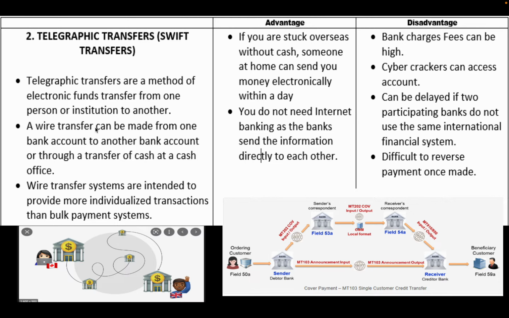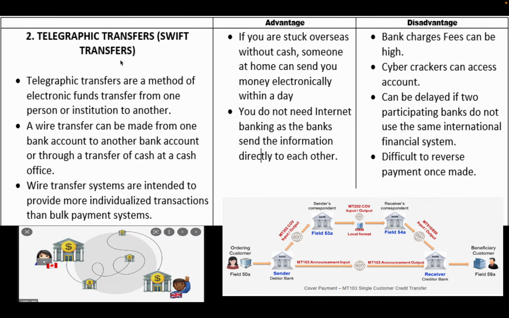So the wire transfer can be made from one bank to another bank through a transfer of cash at the office. Your office sends to that bank over there, then the person goes and collects it from that bank over there. Wire transfer systems are intended to provide individual transfers or bulk payments. So you can use it when you are doing a bulk payment or an individual payment.